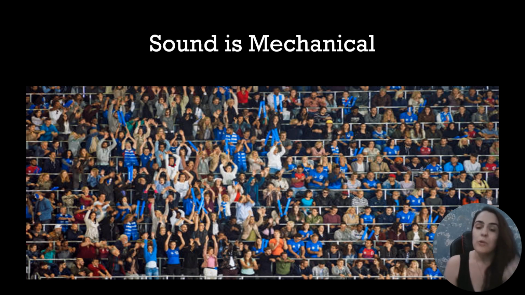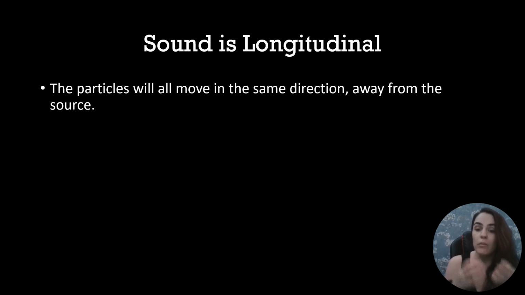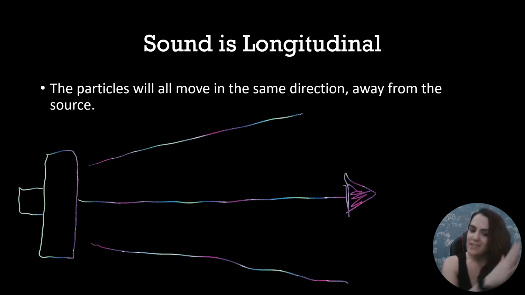Now, this brings me to my next point here. Sound isn't just mechanical. Sound is also longitudinal. And this is the second and last characteristic that we're going to be talking about today. Sound being longitudinal. And this is so easy. What this means is that the particles will all move in one direction, in a longitudinal direction away from the sound source. And our sound source is always our transducer. Sound will move accordingly.